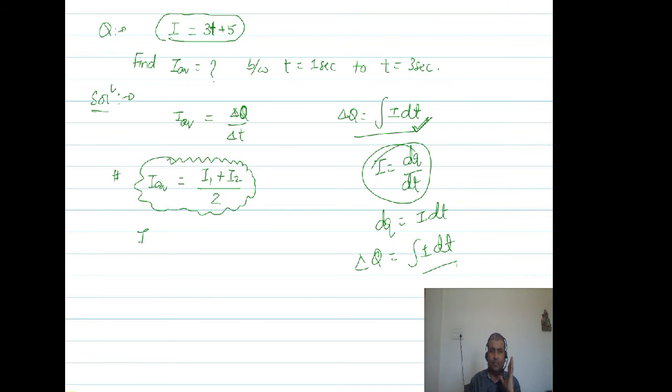So for average current, what you will do, just write I1 at t equals 1 second, and when you put 1, you get I1 as 8, and when you put 3, 3 times 3 plus 5 is 14, so (8 plus 14) by 2, and you will get 22 by 2, that is 11 ampere. So this is the answer to this problem. Got it? So this is only for linear variation.